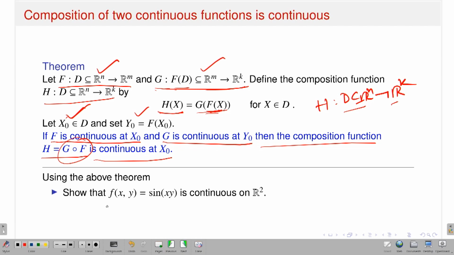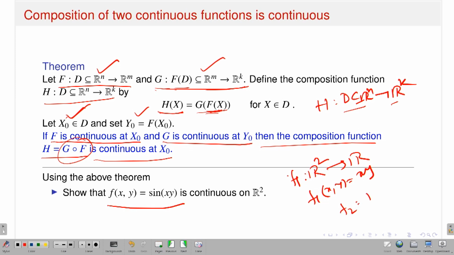Using that theorem, I can say that this function f of x, y, which is sine of xy, is also a continuous function. Why? I can show that this is nothing but a composition of two nice, continuous functions, and therefore this function is continuous. So define f1, a function from R2 to R. So f1 of x, y is nothing but xy, the product function, and define f2.